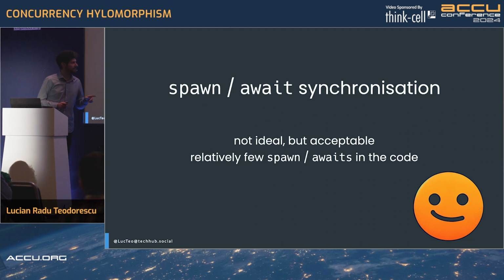Also, please note that the number of spawns and awaits in the code, if you're designing this with performance in mind, should be relatively small, right? Because each time you do a spawn, you're expecting to move work from one thread to another. And that's a huge impact on performance, right? As soon as you start moving stuff from your core to another core, that's, I forgot how many orders of magnitude, 2 orders of magnitude slower, something like that. So there should be a relatively small amount of spawns and awaits in the code.